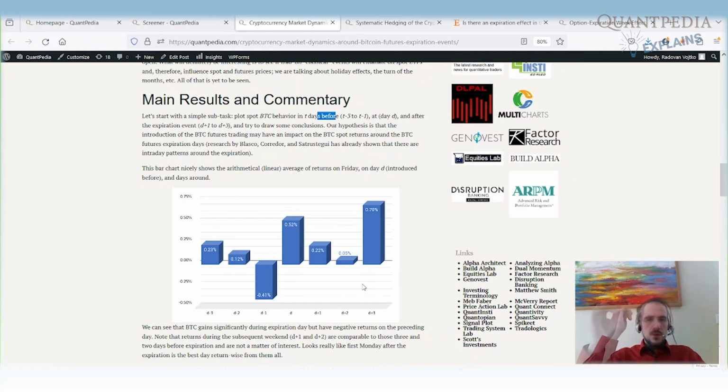So this is how the pattern looks like over the whole 7 days. So 1 day of the expiration, 3 days before and 3 days after. As we can see, at the day of the expiration, there is significantly positive return. There is also significantly positive return a few days after that. The day D plus 1 is usually Saturday, D plus 2 is usually Sunday, and D plus 3 is usually Monday, which is the traditional trading day in traditional finance. Saturday and Sunday, usually the market is closed. And D minus 1 is the day before the expiration.